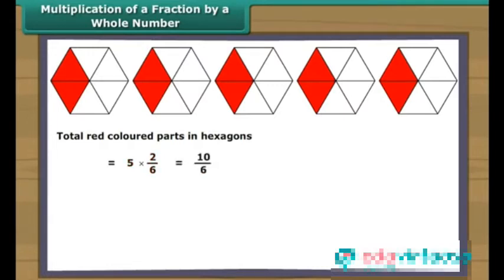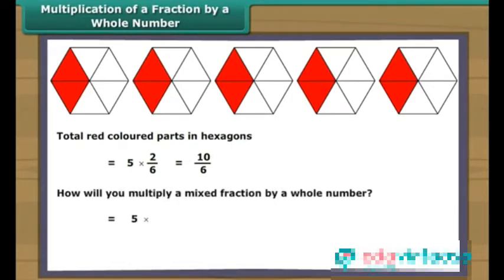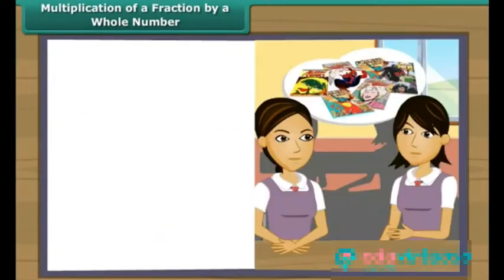Thus, to multiply a whole number with a proper or improper fraction, we multiply the whole number with the numerator of the fraction, keeping the denominator the same. But how will you multiply a mixed fraction by a whole number? In such cases, we first convert the mixed fraction to an improper fraction and then carry out the multiplication.